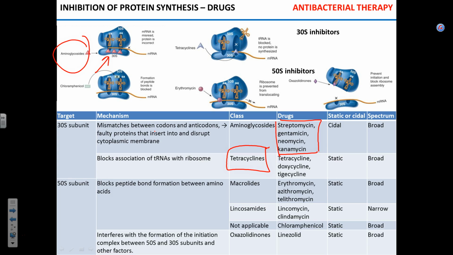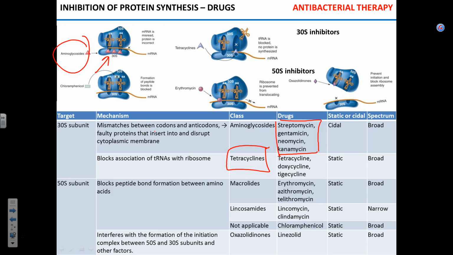These were the first broad-spectrum antibiotics. The first aminoglycosides were developed by Selman Waksman in the mid-40s. And these drugs are actually bactericidal because some of those faulty proteins incorporate themselves into the membrane, okay, and the membrane ruptures. They destabilize the membrane.